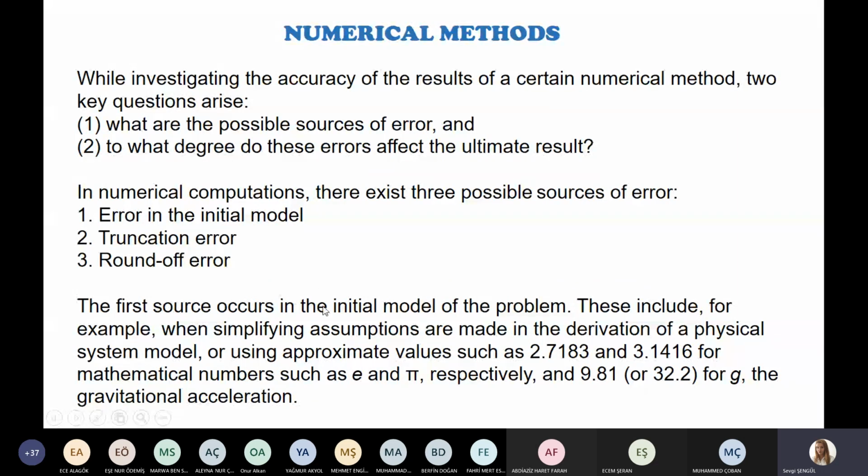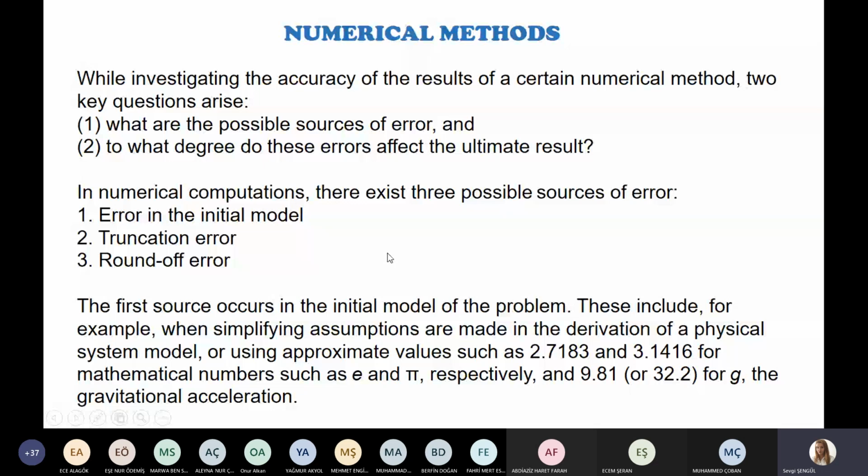Since we are talking about approaching the real solution, of course, our solutions will not be exact, but we will go as close as possible. Since we are dealing with numerical methods, we will have some errors in our solutions, and to some extent we can accept these errors. That's why, firstly, we need to talk about the errors and what kind of errors we can see when we are solving with numerical methods.